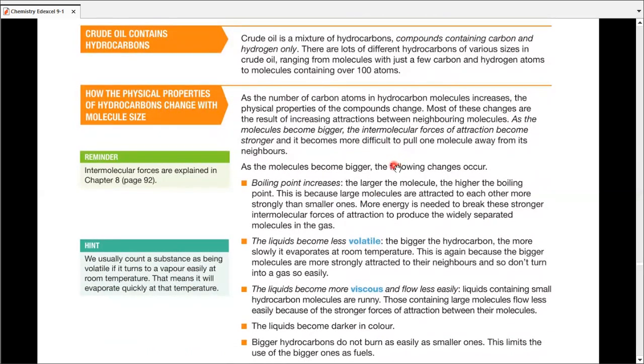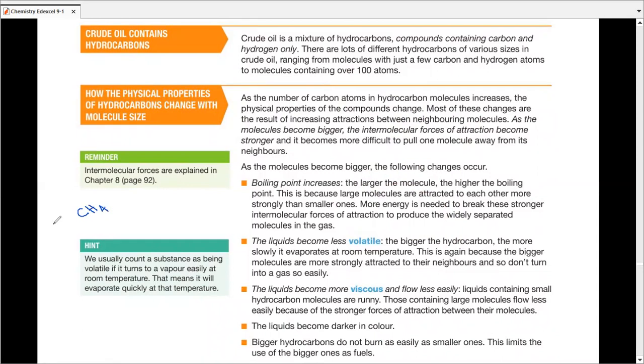So how are the physical properties of hydrocarbons changed with molecule size? We need to understand this since it is going to help us understand crude oil as a whole. As the number of carbon atoms in a hydrocarbon molecule increases, the physical properties of the compound change. Most of these changes are the result of increasing interactions between neighboring molecules. How is that so? Molecules become bigger and there are more points of attraction between them, so the attraction becomes stronger.